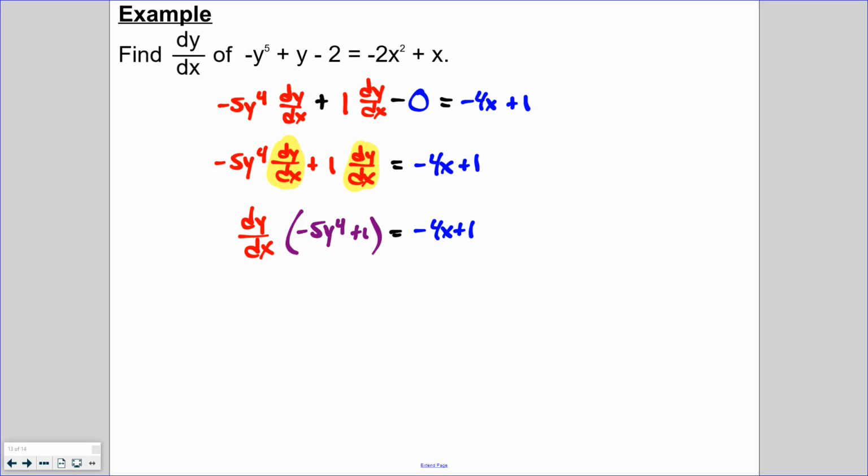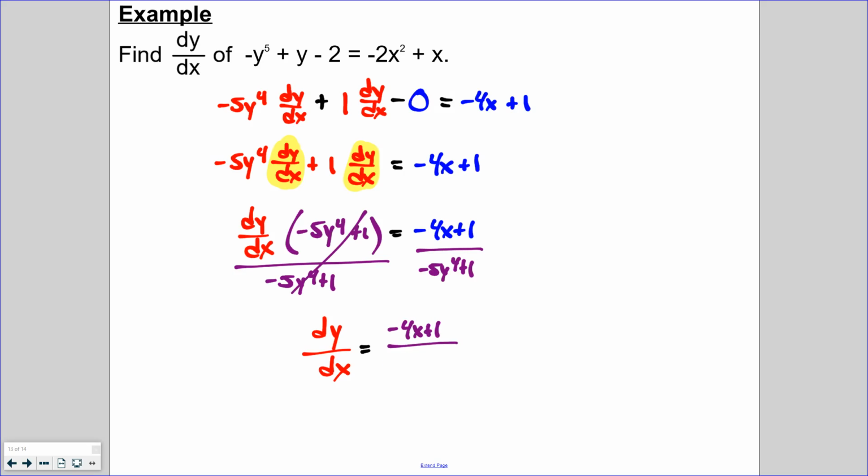And then our last step is to get that dy over dx by itself, so that means I can divide both sides by negative 5y to the fourth plus 1. Boop, gone. As I've said before, and I will say again, math is always more fun with sound effects. So let's see, we're going to have negative 4x plus 1 over negative 5y to the fourth plus 1.